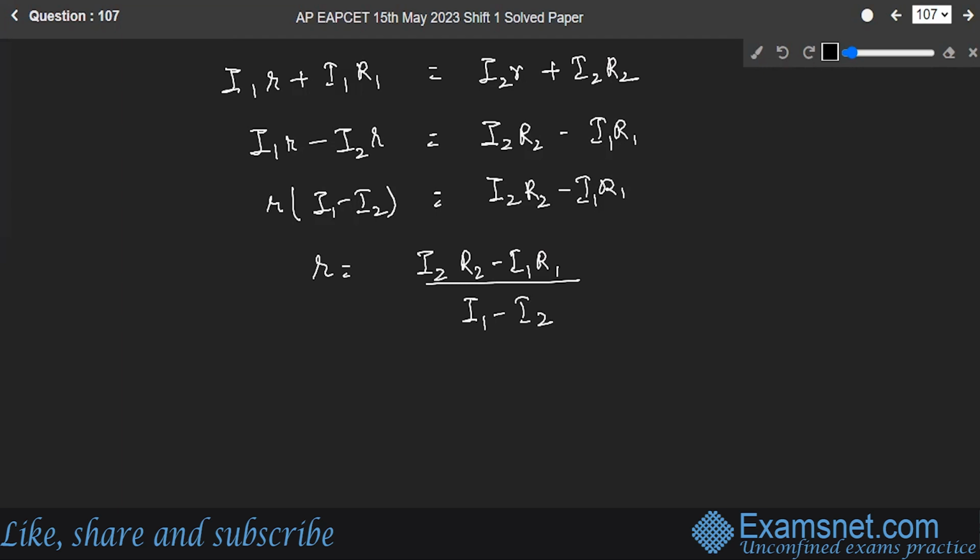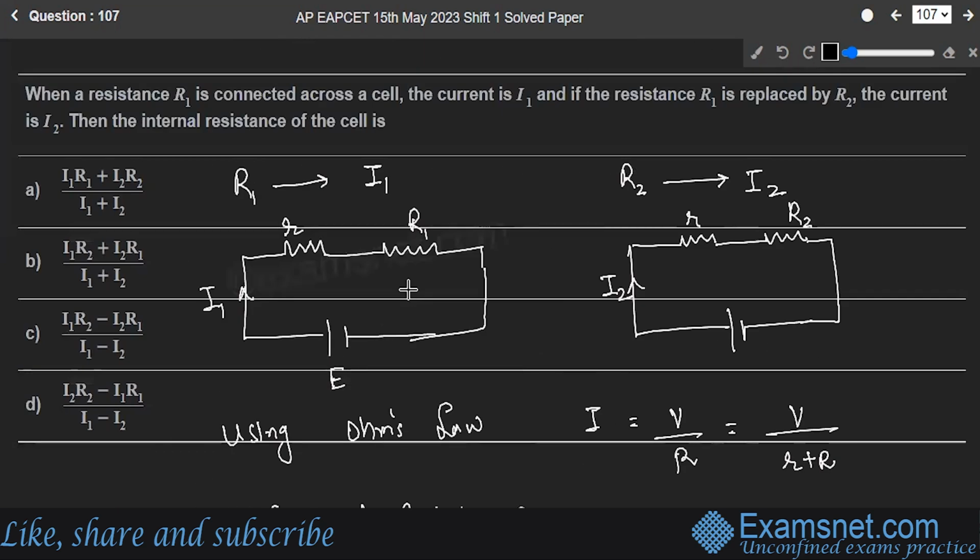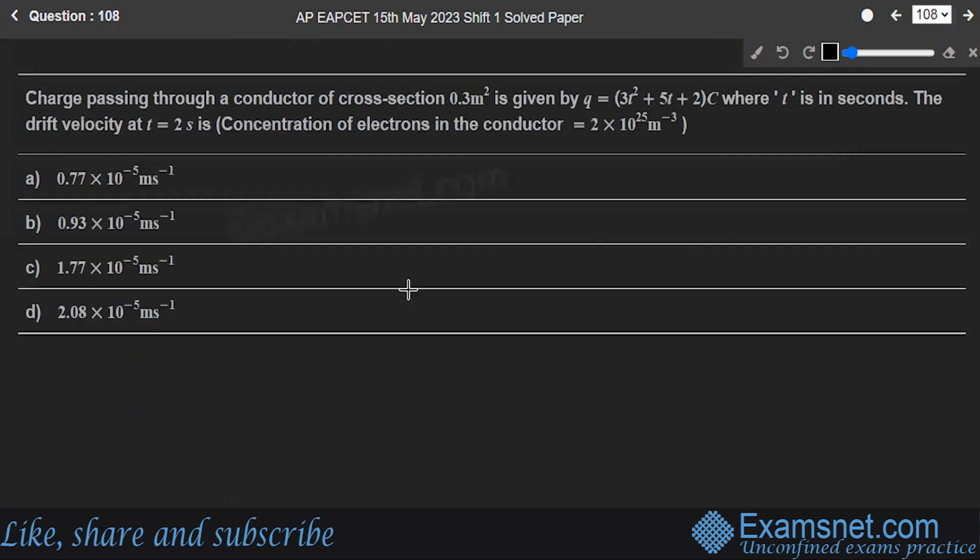Let's check with the options, which is the right one. Option D is the correct answer. Hope you understood this. Next is question number 108.